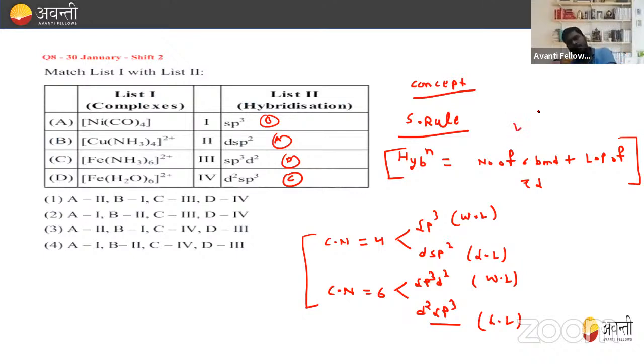Yes, we can utilize this rule in the next questions, where we can find hybridization by using the steric number rule, that is the number of sigma bonds and the lone pairs of electrons, right? Let me give one example also.